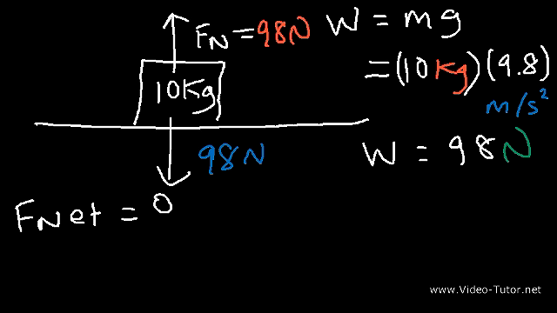Unless we apply an unbalanced force, then the block may begin to move. We may have to overcome static friction, but if we apply enough force, then it can move. So an object at rest will remain at rest unless acted on by a net force. That's the first part of Newton's first law of motion.